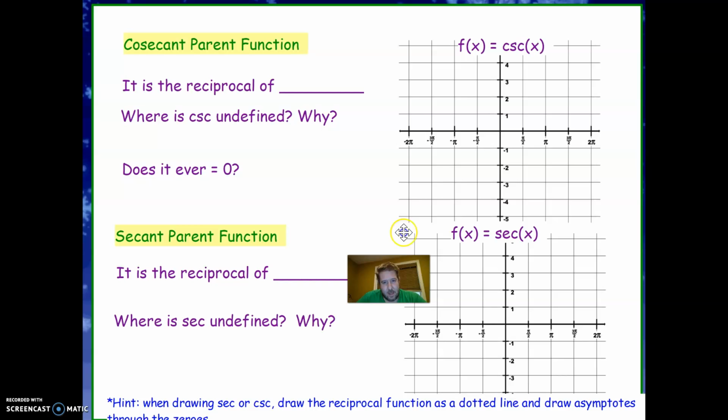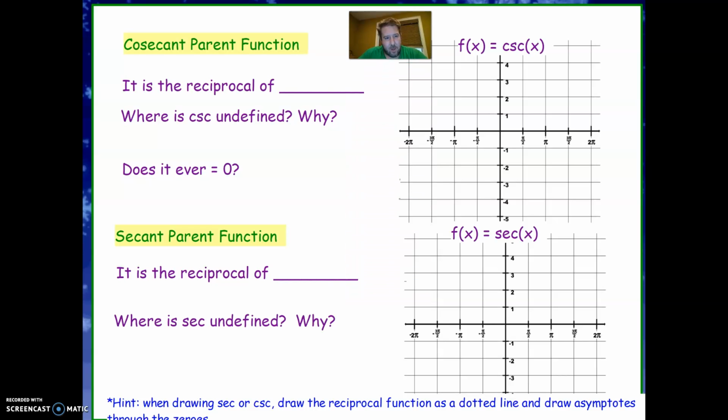All right, so now let's take a look at cosecant and secant, and how do we get these? Well, cosecant is the reciprocal of sine, and secant is the reciprocal of cosine. So the first thing I'm going to do is graph my sine. So sine looks kind of like this, and cosine looks something like this. I'm just going to put the points here to make it so I don't make any mistakes.